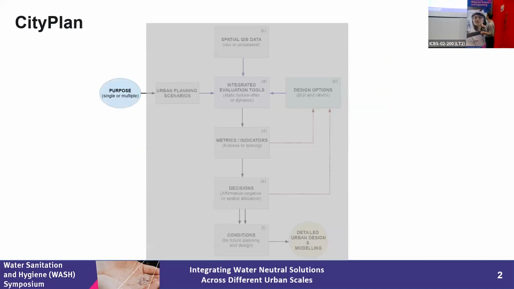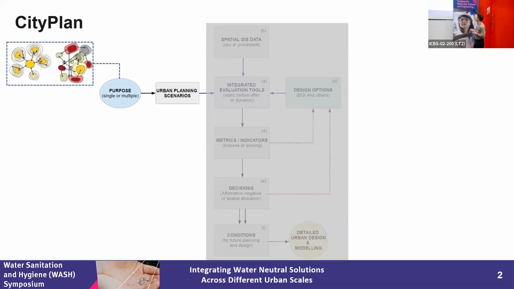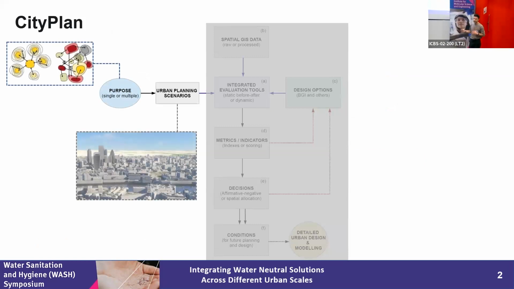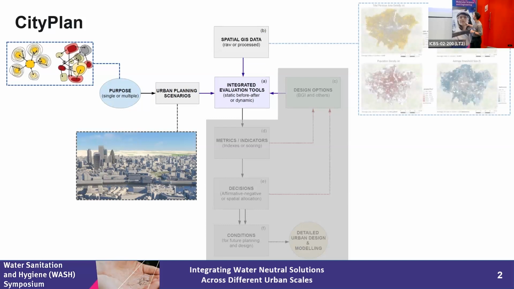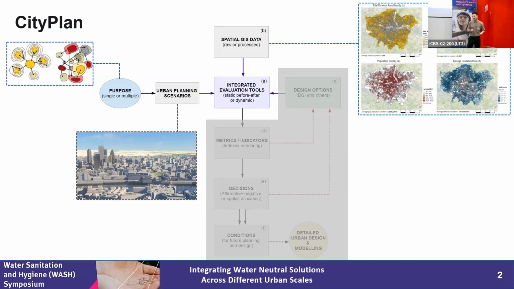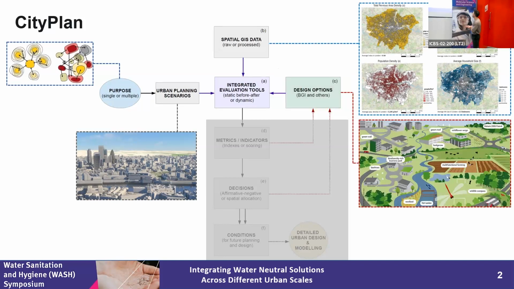City Plan is an infrastructure ecology framework based on the systemic design concept and always starts with a purpose. This purpose could be either single or multiple, and the idea is to develop a series of urban planning scenarios. To evaluate these scenarios, we need integrated evaluation tools that could give us static or before-after dynamic evaluation, which will introduce a series of spatial GIS datasets that could come in a raw or processed form, and also a series of design options.